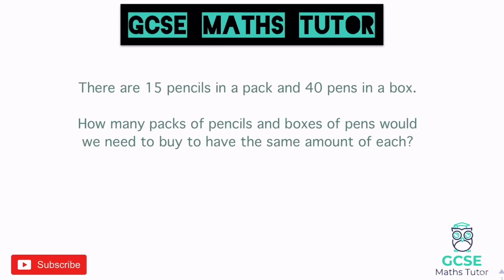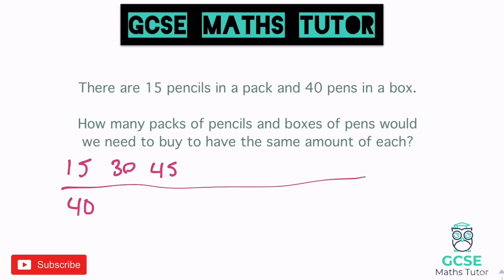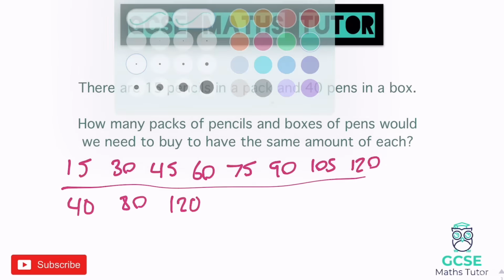Okay, so there are 15 pencils in a pack and 40 pens in a box. How many packs of pencils and boxes of pens would we need to buy to have the same amount of each? So we're looking at lowest common multiple, so 15 and 40. I'm going to do a list of their times tables, so 15, 30, 45, 60, 75, 90, 105, 120. And there it is. I know that 40, 80, 120, that's going to be our lowest common multiple there.